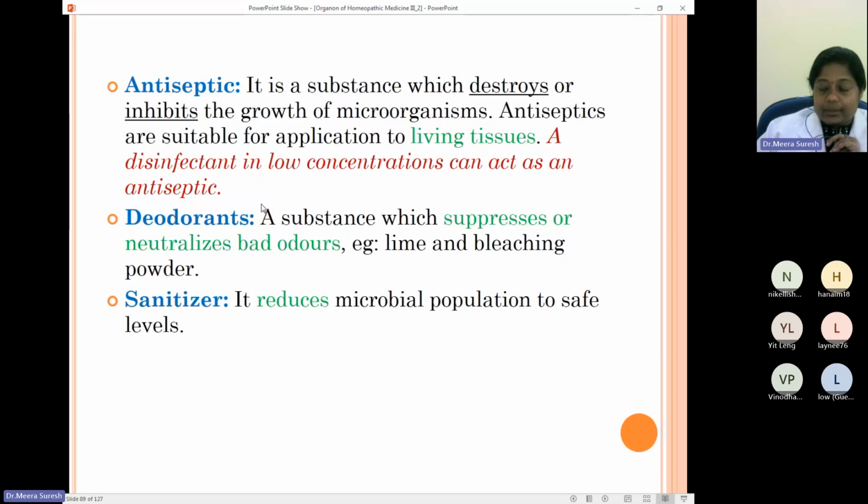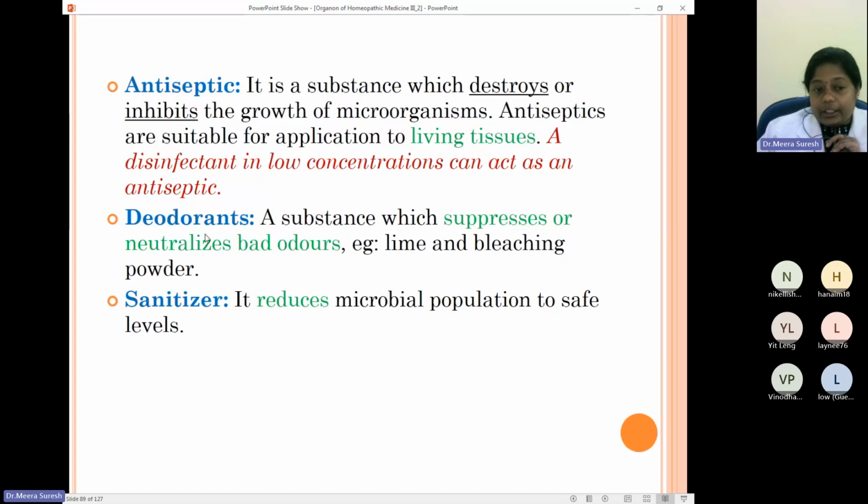But the difference between antiseptic and disinfectant is that disinfectant is mainly used on inanimate objects and antiseptic is used on living tissues. The difference between disinfection and sterilization is that disinfection can kill almost all the microbes but not the bacterial spores. And in case of sterilization, it will kill all the organisms, including the spores.